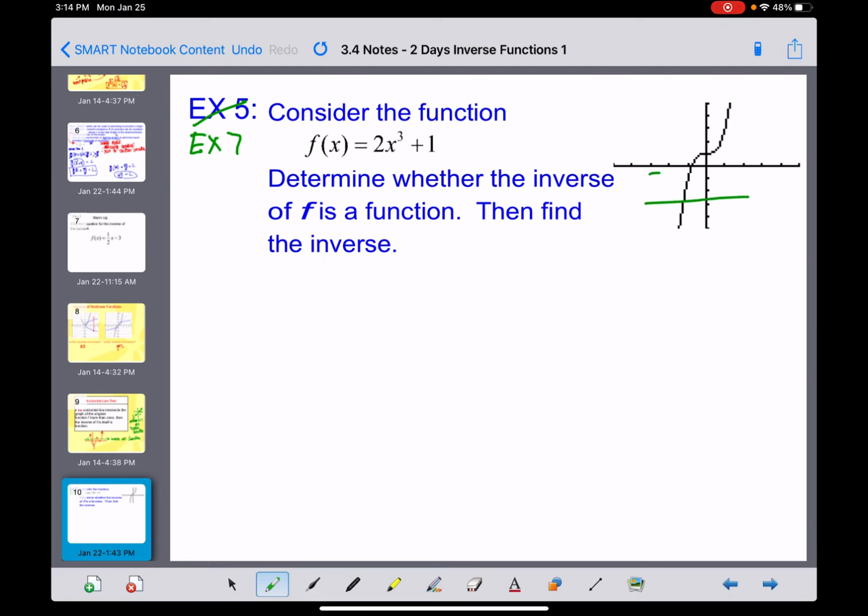So we look at the horizontal lines. It kind of looks like it might be horizontal there, but it's not. It'll be obvious if it doesn't pass, like it'll be a quadratic or something like that. So this one is a function. So yes, the inverse is a function.